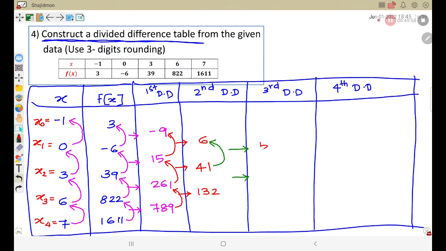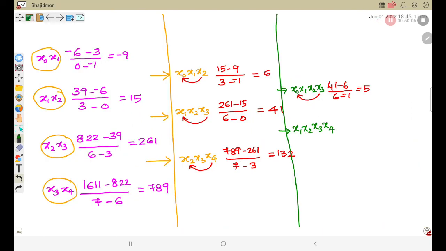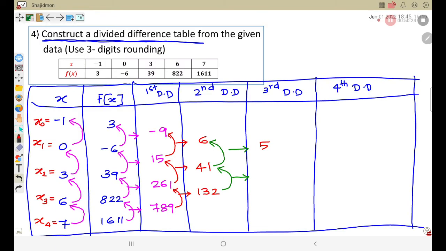So here first number is 5. Now again, this number minus this number, 132 minus 41. I can write here 132 minus 41, divided by last x number minus first x number, x4 minus x1. What is x4? 7, minus what is x1? 0. So what will you get? 13. So here we are getting 13.